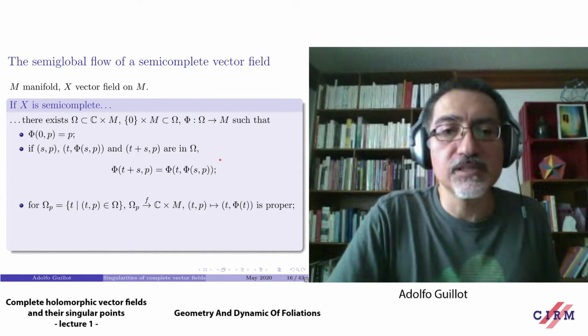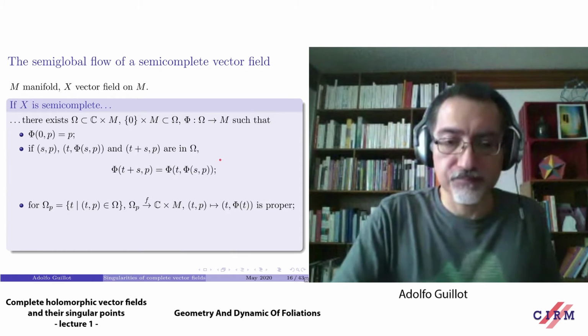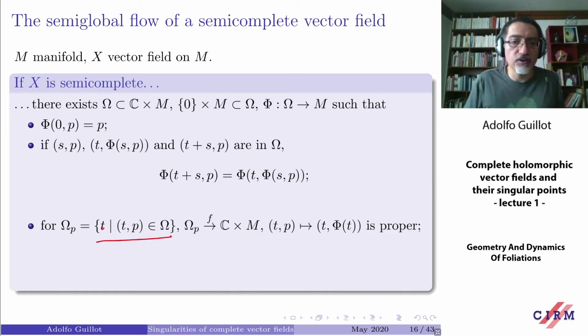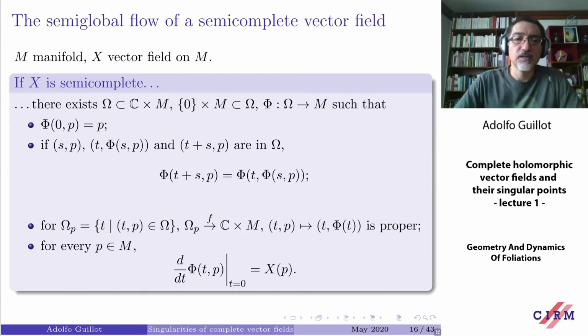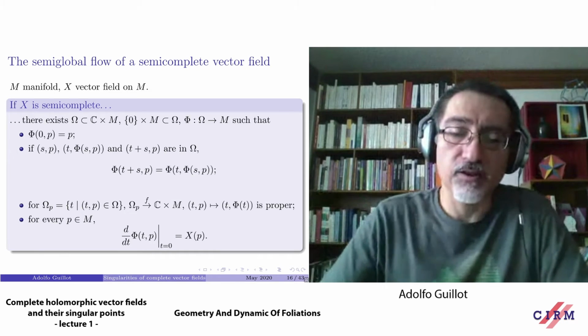This condition tells me what happens if I fix a P, and then I look at all the times where this P might flow. This will give you one domain omega P. And what I'm saying is that the third condition that this semi-global flow will satisfy is that this map, the same map we saw before, is a proper one. And of course there is the condition for the action to induce my vector field. So this is a semi-global flow, the terminology of Ravello, or a maximal local action, the terminology of Palais.